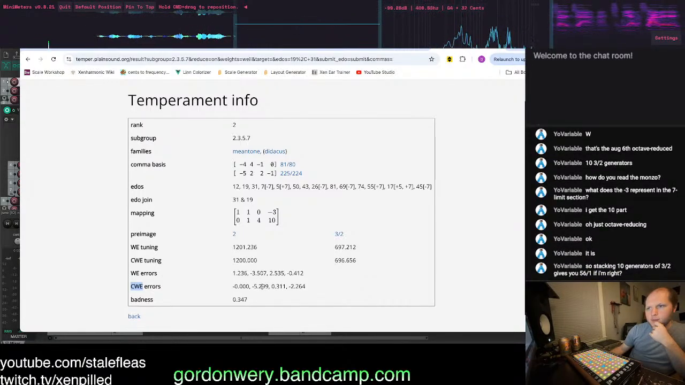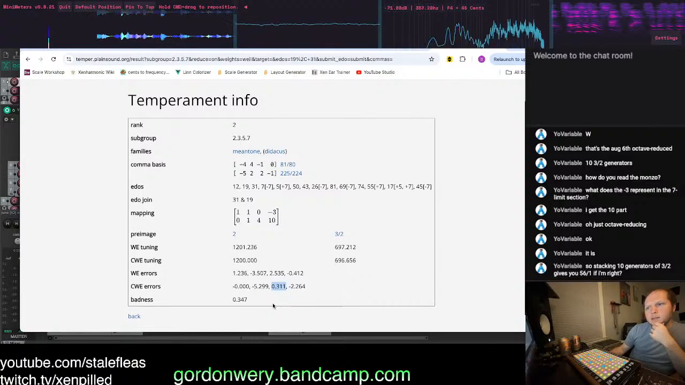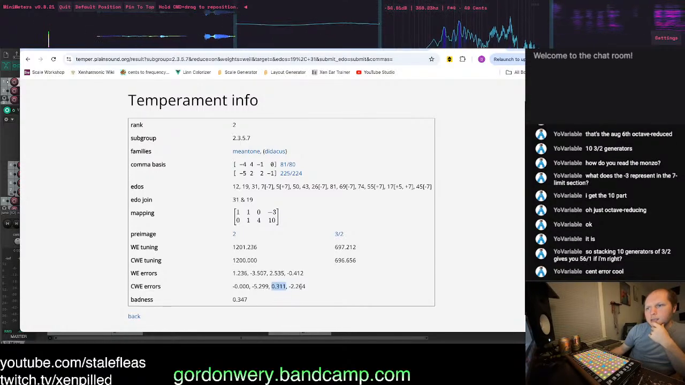We have a flatter 3/1 or a 3/2. Is this in cents? Yeah, this is in cents. This is just the cents error, and it's really good about prime cutoff. 5.3 cents flat, it says -5.3.